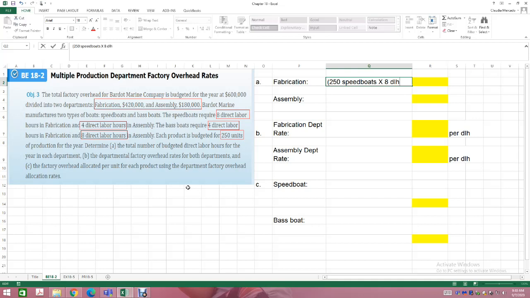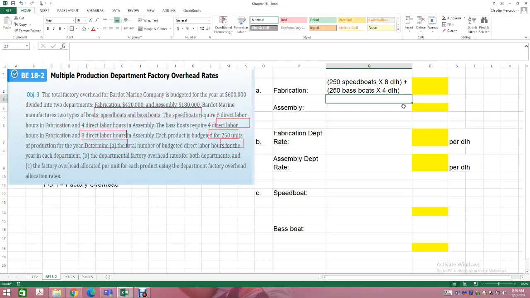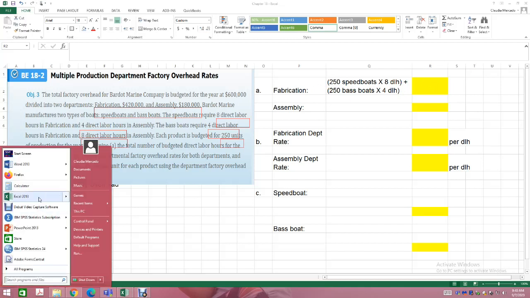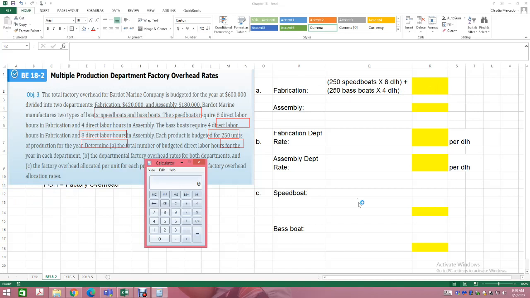And then I'm going to add, I know I'm going to fabricate 250 bass boats. And for my bass boats, it takes me 4 direct labor hours in fabrication. And then we can figure out what my total number of hours in the fabrication department is going to be. So let's pull up our calculator.